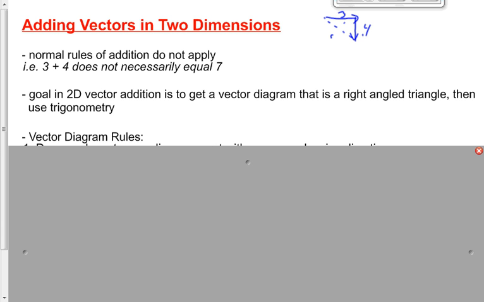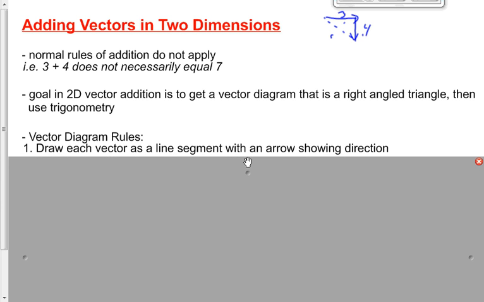Here's the rules of drawing a vector diagram. Rule number 1. We have to draw each vector that we're adding, each number, as a simple line segment with an arrow. So for instance, if you've got a vector that's 3 to the east, you're going to draw it like this. 3 to the east, with a little arrow pointing to the east. If you've got a vector that's 4 to the west, then we're going to draw it this way. A little line segment with an arrow on the end of it pointing to the west, with a little number 4 that shows me the magnitude of it.